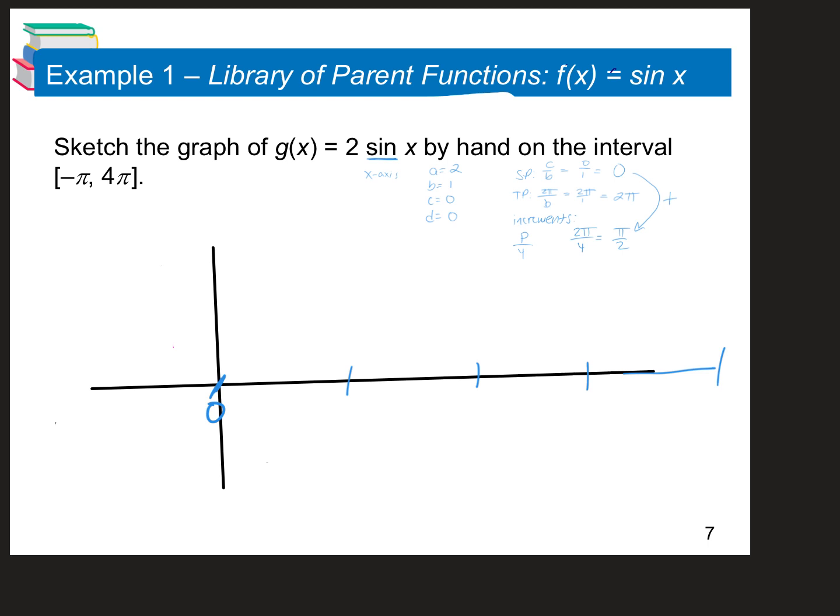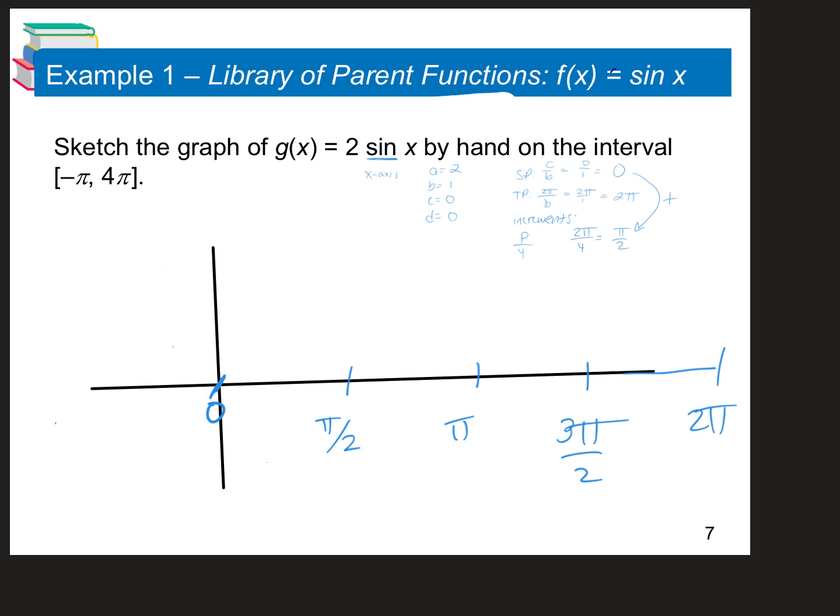I always do 5 tick marks. If I start at 0 and add pi over 2 to it, what do I get? Pi over 2, okay? Now I add another pi over 2. That gives me 2 pi over 2, which is really pi. Then what's pi plus pi over 2? 3 pi over 2. This is just your unit circle. And then what's the last one? 2 pi. Okay, great.